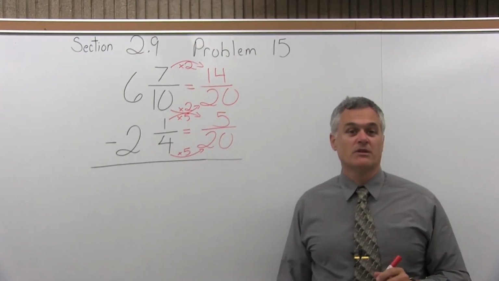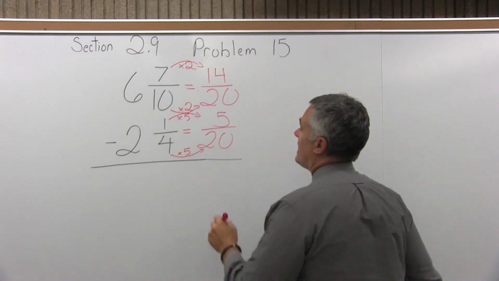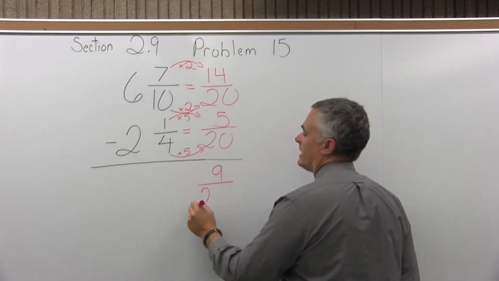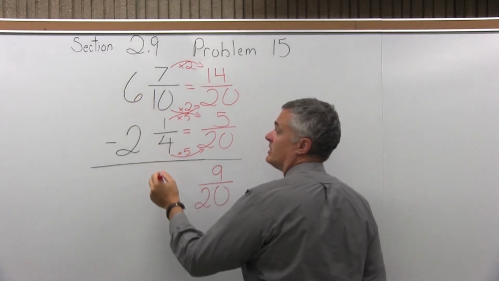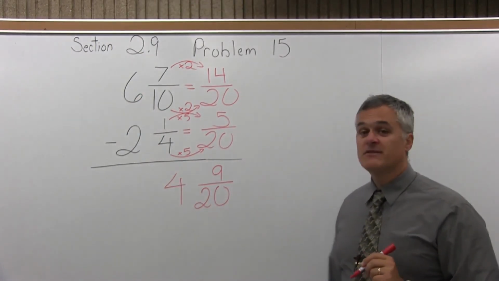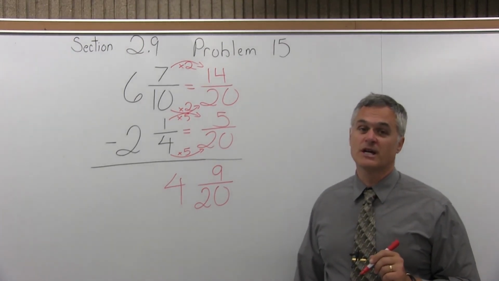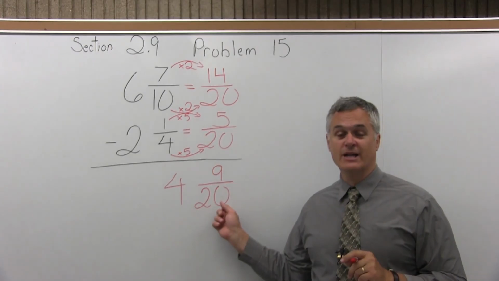Now I have common denominators. I can go ahead and subtract. 14 minus 5 is 9 over my common denominator of 20. And now I have to subtract the whole numbers also. Don't forget about the whole numbers. 6 minus 2 is 4. And then you want to see if that can be reduced. And if you look, 9 over 20, we really won't reduce. There's nothing that divides into both evenly. So that'll be our final answer, 4 9/20.